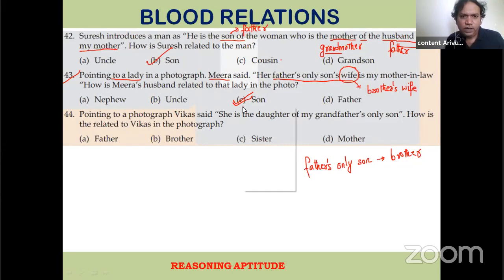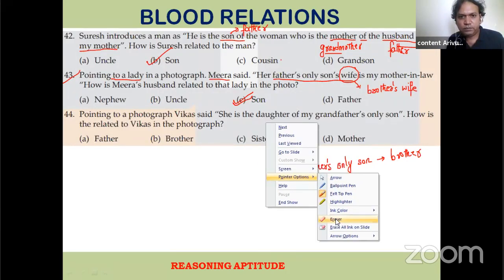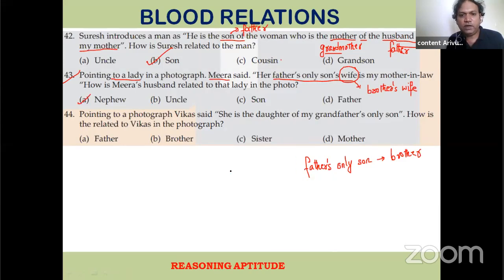Son or nephew, right? Let me just check once. Okay, so her brother's wife, her brother's wife. Okay, yeah, it will not be son. It should be nephew. Answer option 43 should be B. Well, her brother's wife. So let's say this one person is X, who is the lady in the photograph. This is the lady in the photograph.